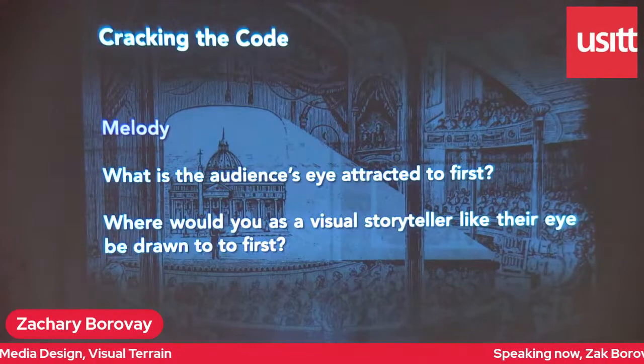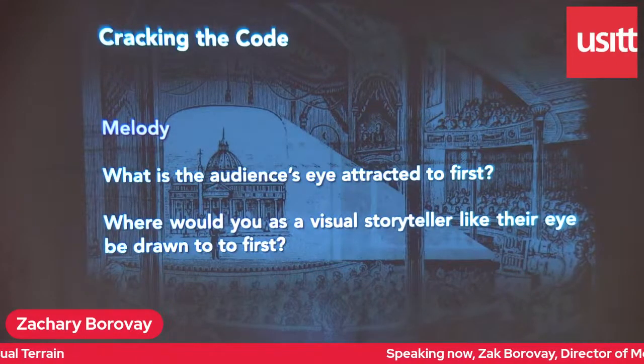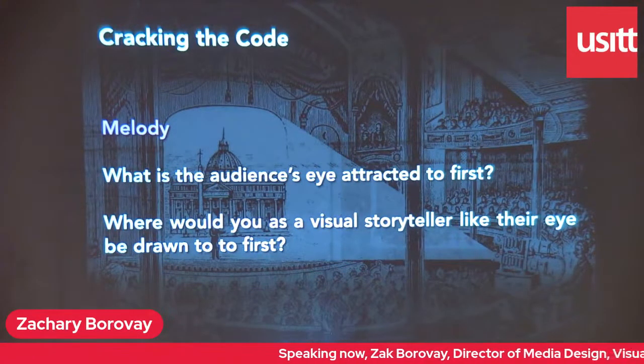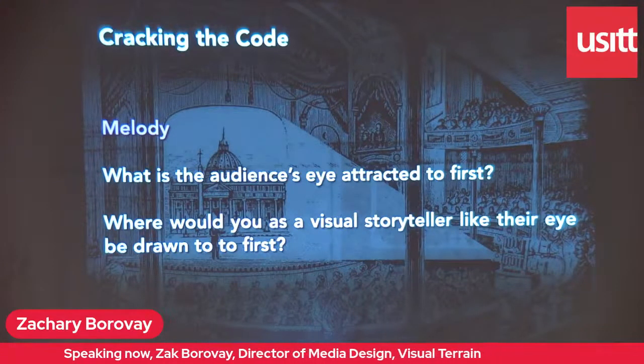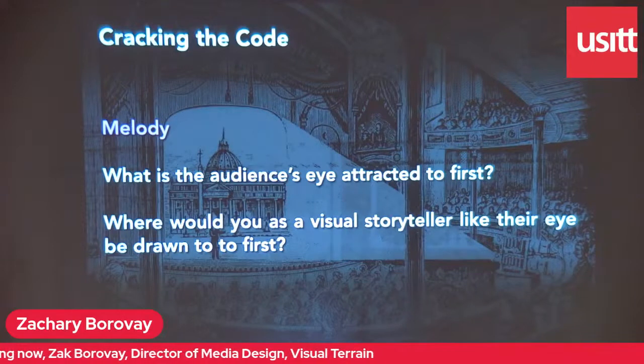So I look at the melody in the visual sense as, what is the thing your eye is attracted to first? What is your audience's eye attracted to first? But then as a storyteller, where do I want their eye to go to first?